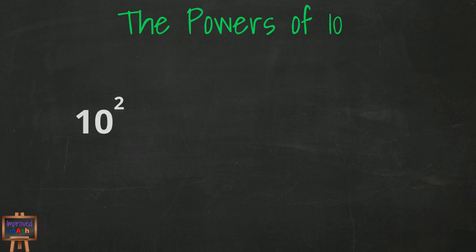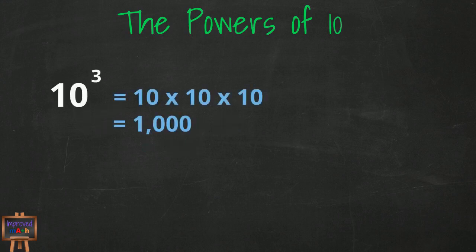Let's look at 10 squared. From what we learned last time, this just simply means 10 times 10, or 10 multiplied by itself 2 times. 10 times 10 equals 100. How about 10 cubed? This is 10 times 10 times 10, which equals 1,000.